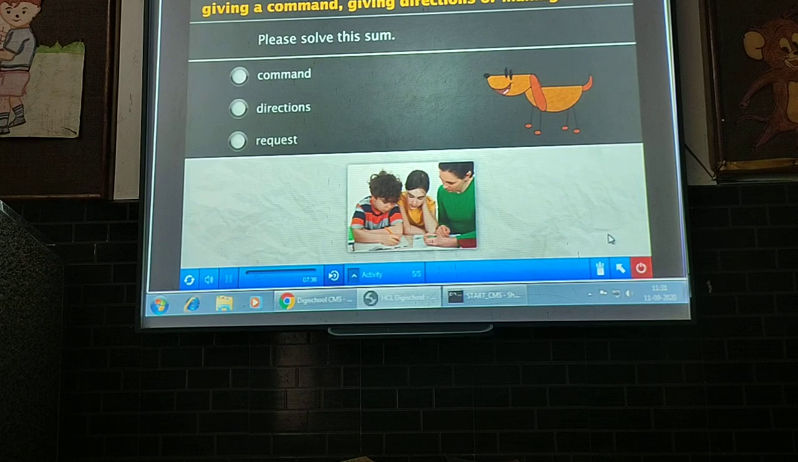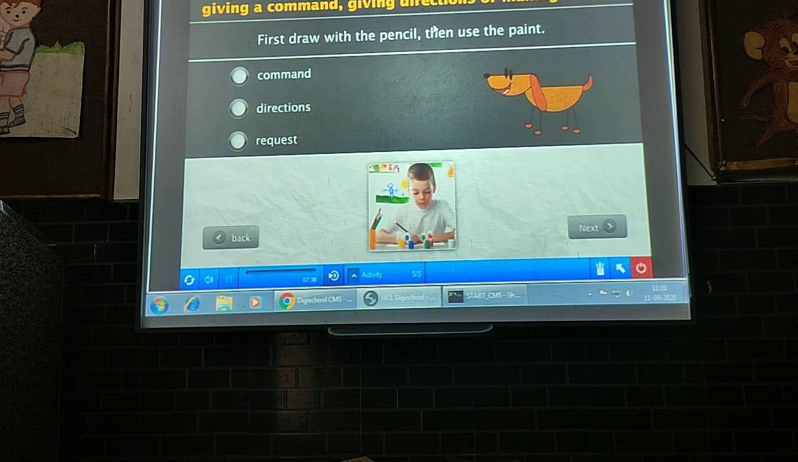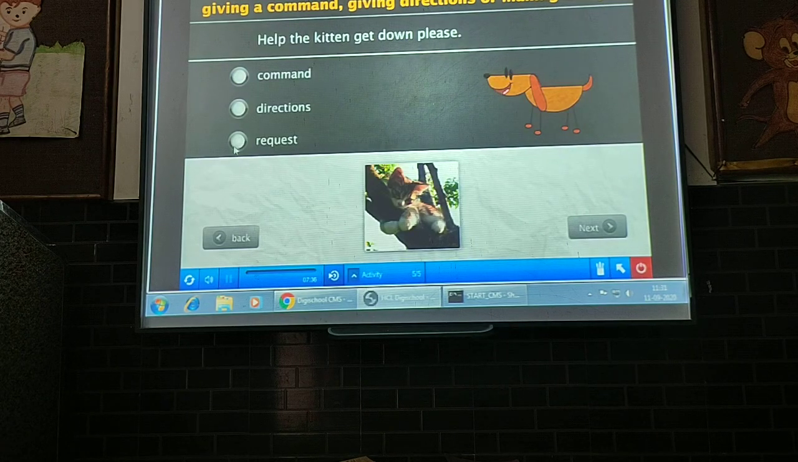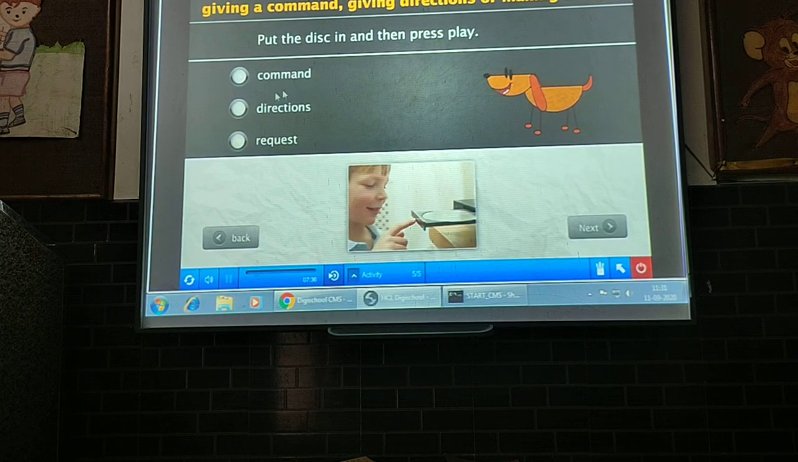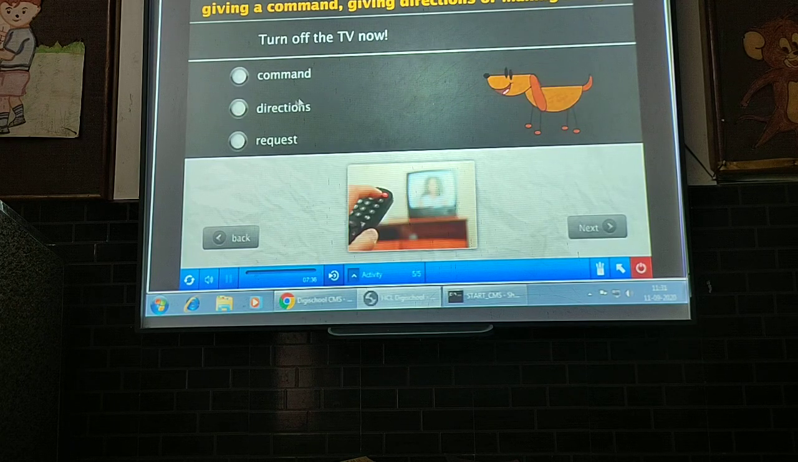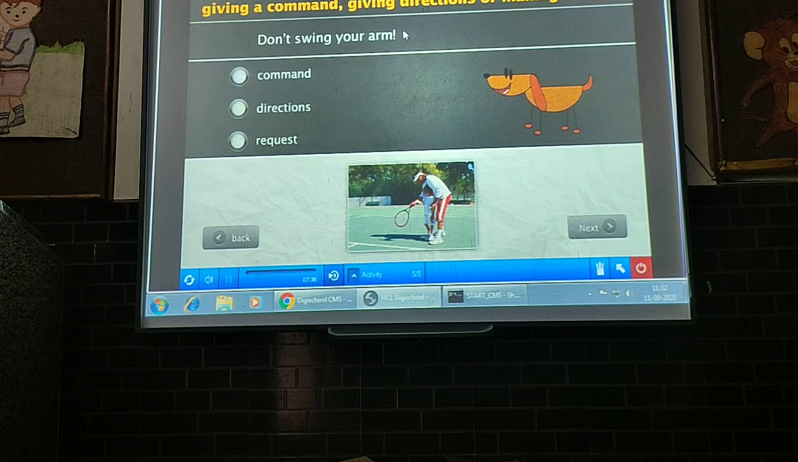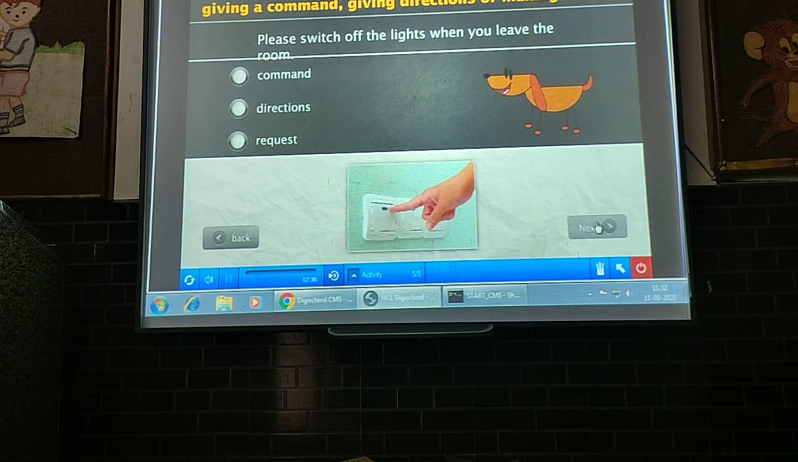Read each imperative sentence, then choose whether it is giving a command, giving directions, or making a request. Please solve this sum. Well done. First draw with a pencil, then use the paint. Throw me the ball. Well done. Help the kitten get down, please. Well done. Put the disc in and then press play. Well done. Turn off the TV now. Well done. Wash your hands and then touch your food. Well done. Don't swing your arm. Well done. Please switch off the lights when you leave the room. Well done.